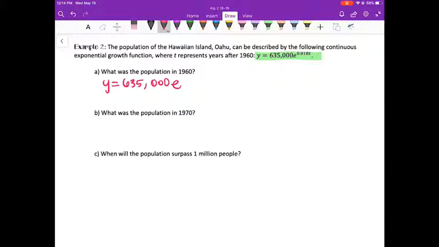635,000 e raised to the 0.018 times 0. Well, anything times 0 is just going to be 0. So we've got e to the 0th. Well, any value raised to the 0th power is just 1. So 635,000 times 1, our population was just 635,000 people.